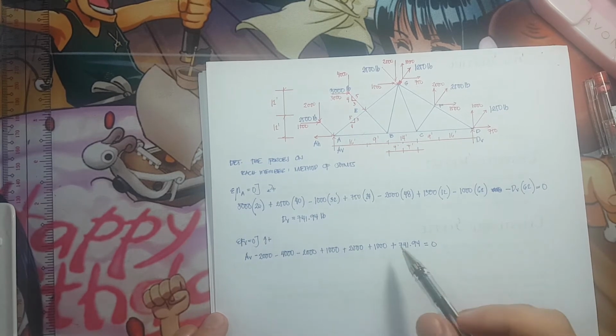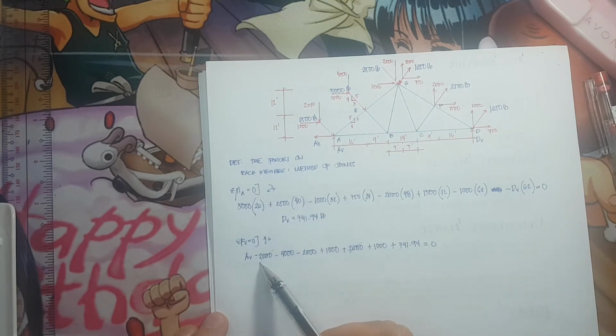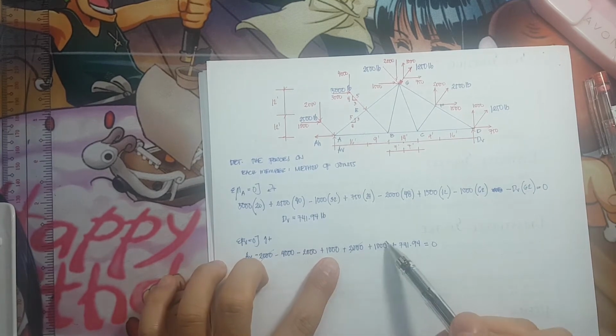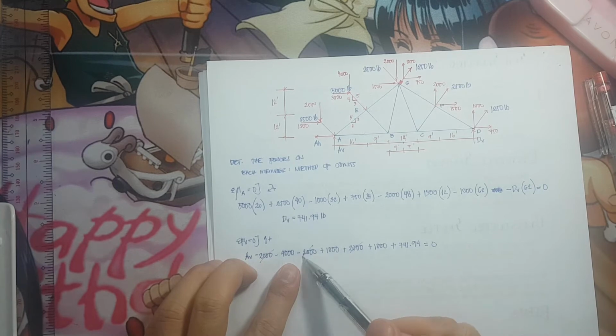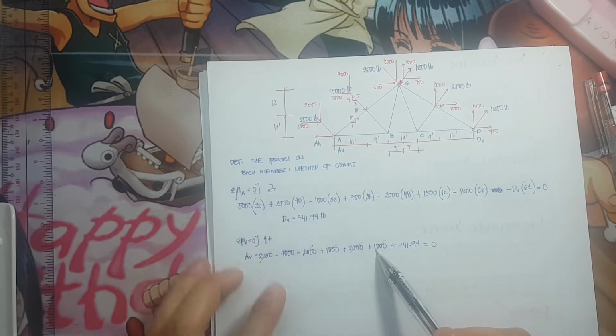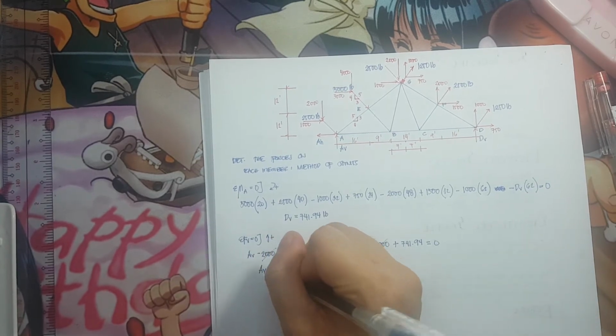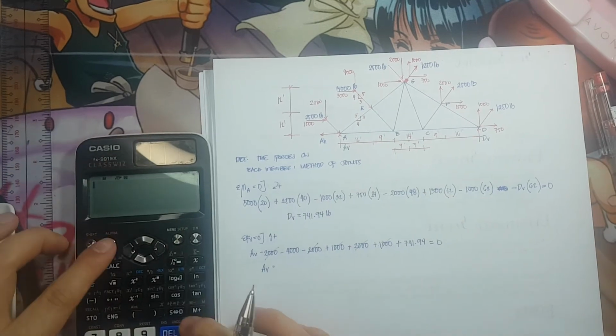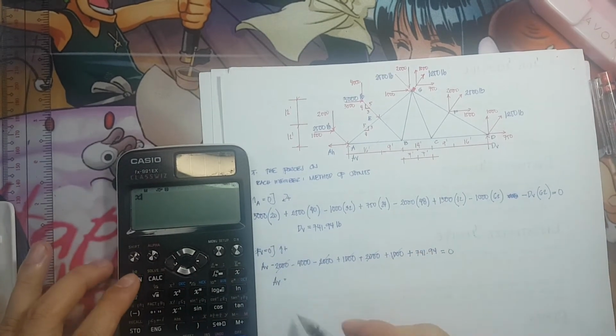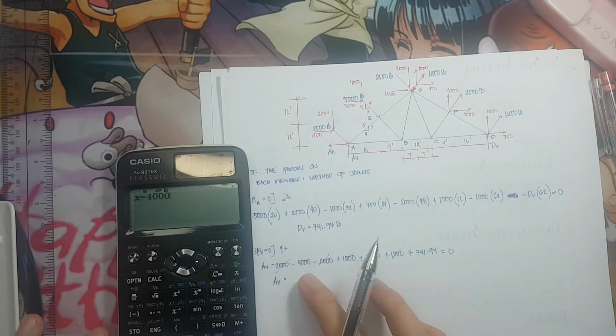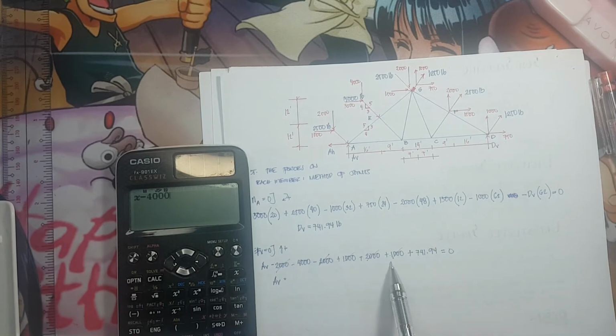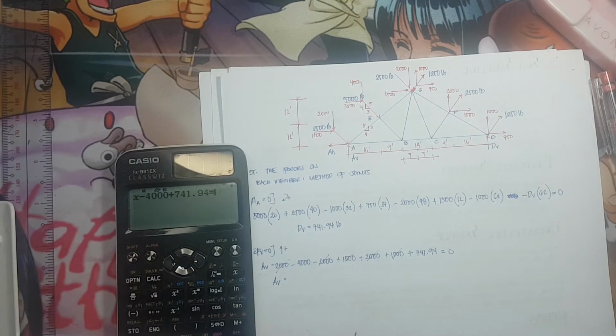So 2,000 and 2,000 will cancel out. 1,000 plus 1,000, that's 2,000 minus 2,000, it will cancel out. So a vertical is equivalent to minus 4,000 plus 741.94 equated to 0.